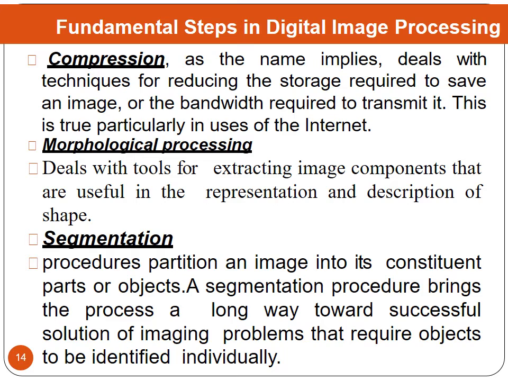Next one is morphological processing. Morphological processing deals with extracting image components, which is useful in the representation and description of shapes. An example of morphological processing is extracting the boundary of an image. Next one is segmentation. Segmentation is nothing but dividing the image into small parts, and we apply sharpening or smoothing or whatever process we need to impose on that particular image to enhance it.